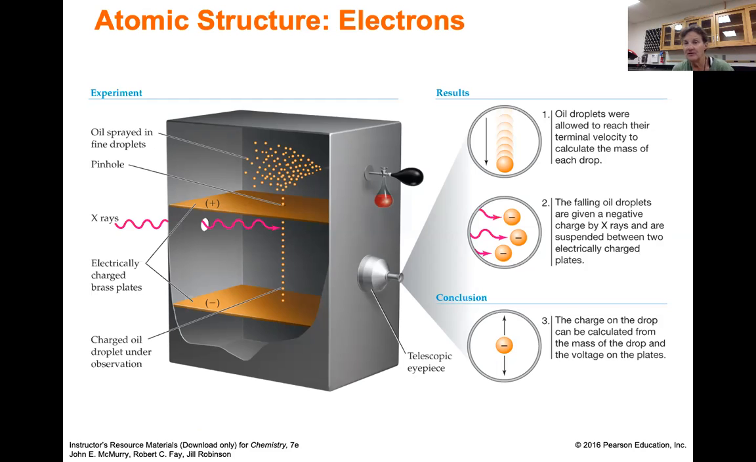So the falling oil droplets are given a negative charge by using X-rays. And X-rays can take electrons off of atoms, and so you can leave behind a positive charge.